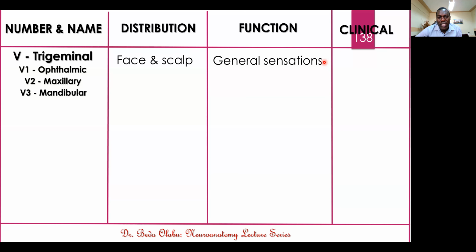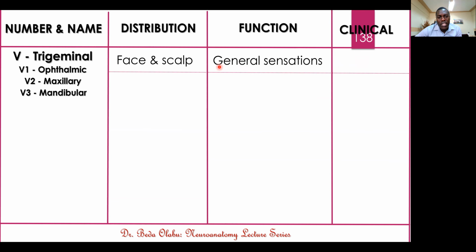And it's not limited to just the skin of the face. We are talking about even the tongue, we are talking about even the nose, we are talking about even the eye. As long as general sensations, it will go via the ophthalmic nerve. If you therefore injure trigeminal nerve, then we'll expect to lose those general sensations coming from the face.